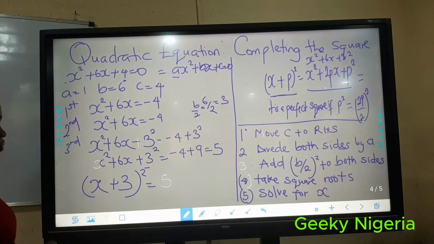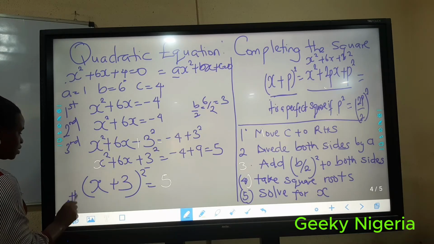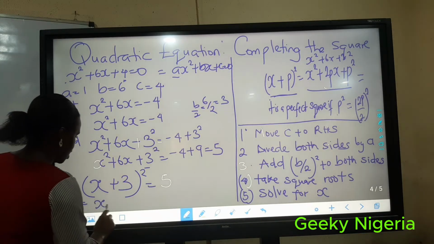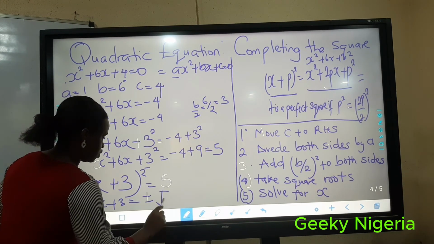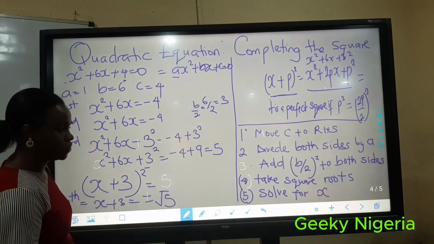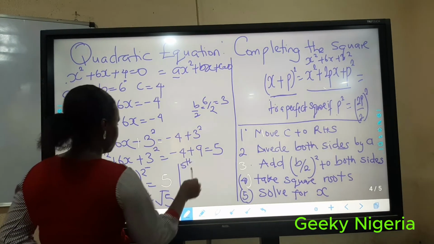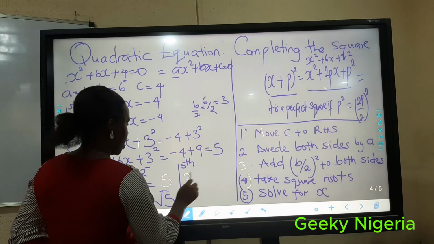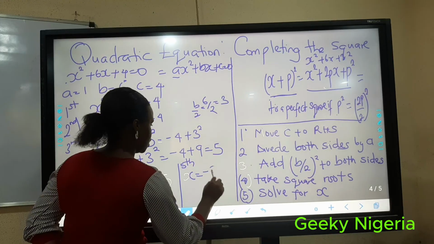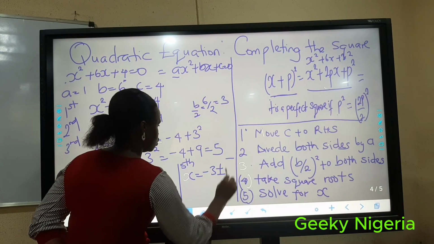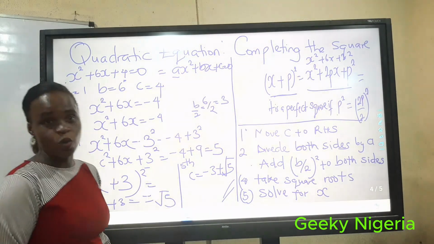So what's the next step? Take square roots. So our fourth step says take square root. It means x plus 3 is equal to plus or minus square root of 5. So our fifth step says solve for x. It means our x now is equal to minus 3 plus or minus the square root of 5. That's how you solve completing the square method.